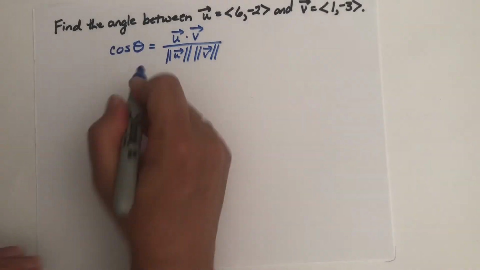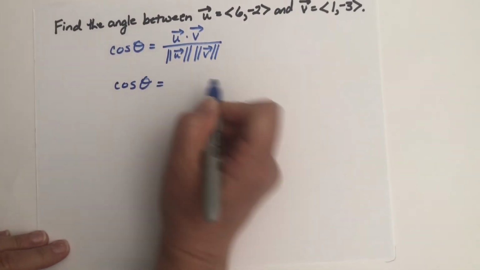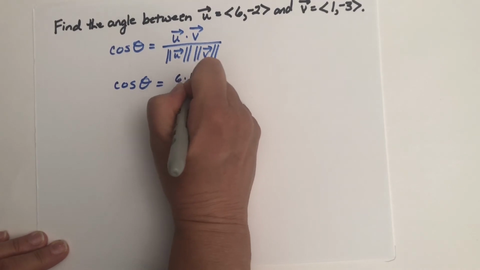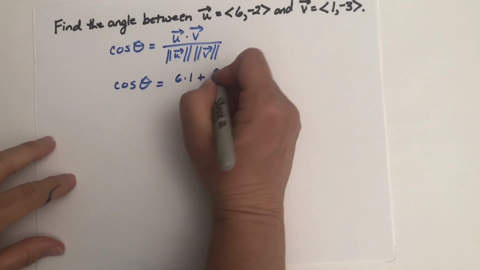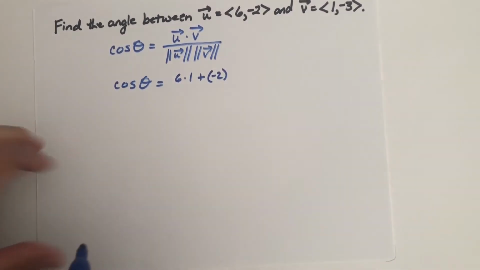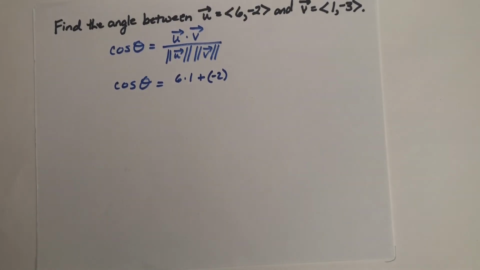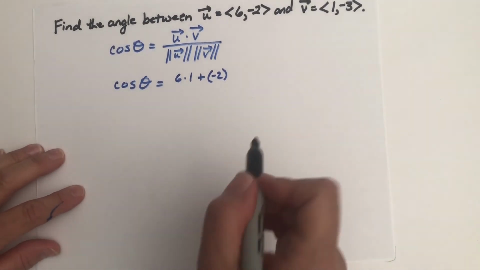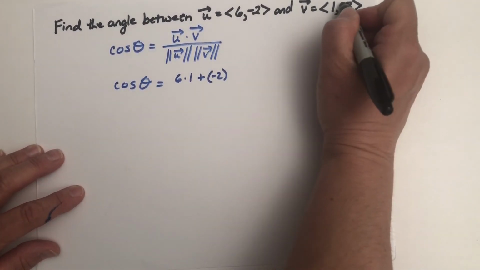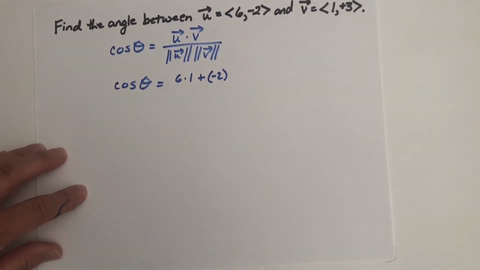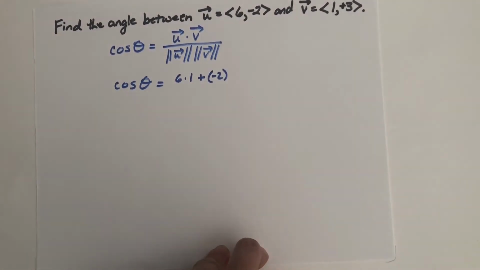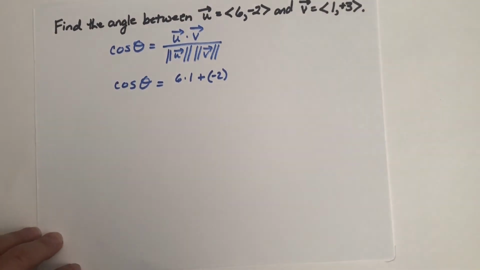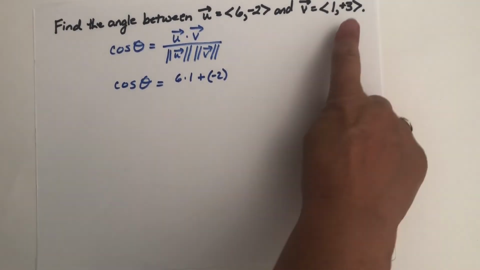So we have cosine of theta equals 6 times 1 plus negative 2 times... I did not want this problem to be this way. I'm going to change the problem right here on you because I was going to make another point. I copied it, I wrote it down wrong. This was supposed to be a positive 3 right here. So the vectors are 6, negative 2, and 1, positive 3. If you're jotting this down as we move along, make sure you change that vector.